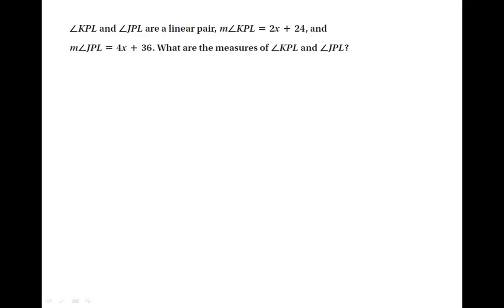We have these two angles. If they say the angle KPL and JPL are a linear pair, I'm just going to sketch it. It doesn't have to be drawn to scale. And I'm just going to kind of get a picture of this. So we have KPL and we have JPL. So you can see J could be right here. They are a linear pair. That means whatever their measurements are, they form a line right there, which is why I made this a straight line.